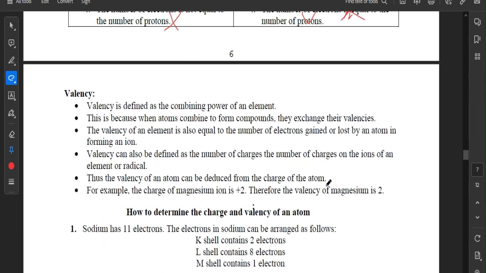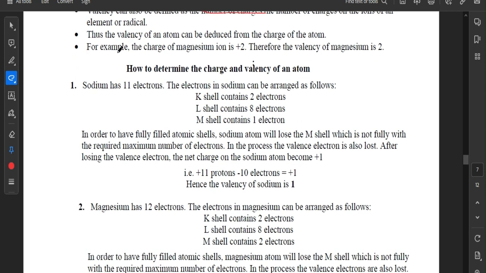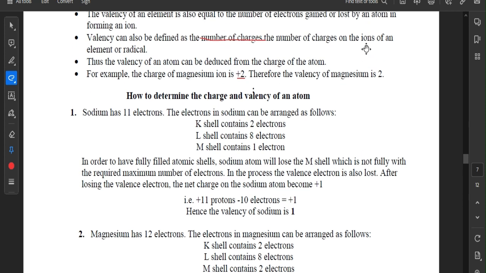Valency. Valency is defined as the combining power of an element. This is because when atoms combine to form compounds, they exchange their valencies. The valency of an element is also equal to the number of electrons gained or lost by an atom in forming an ion. Valency can also be defined as the number of charges on the ions of an element or radical. Thus, the valency of an atom can be deduced from the charge of the atom. For example, the charge of magnesium is plus 2. Therefore, the valency of magnesium will be 2.